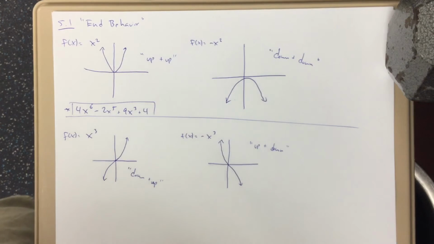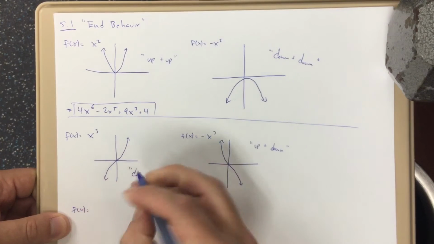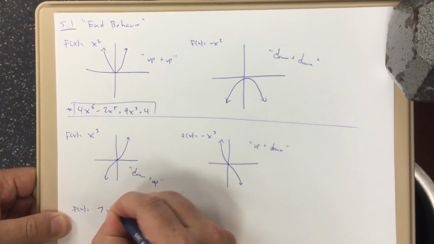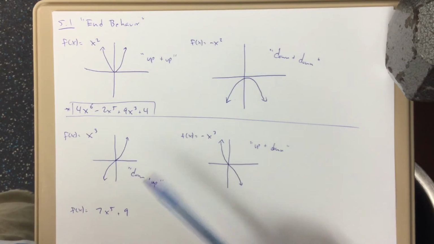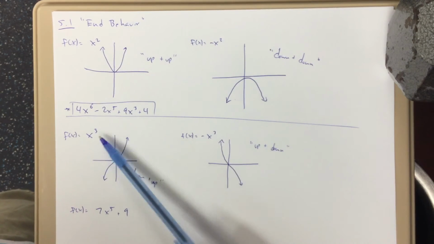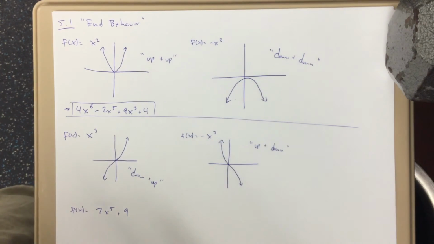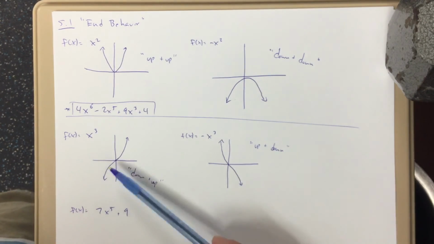Okay, and so in this case, if we had something like f of x equals 7x to the fifth plus 9, why not? Let's just do that. This would have this same end behavior. It'd be down and up because it's positive and it's odd, and that would be our ultimate end behavior. Right? The graph would do other stuff in the middle, but all in all, it would have this end behavior.